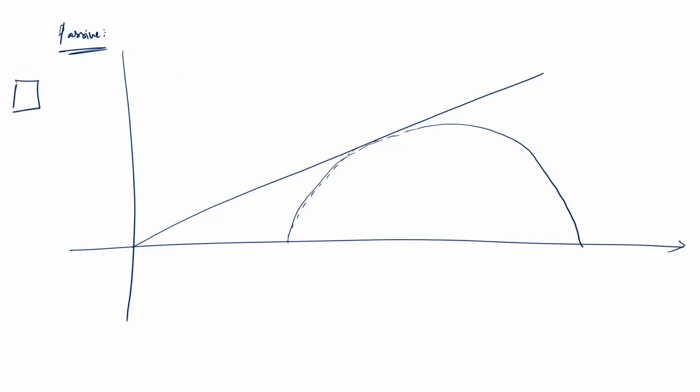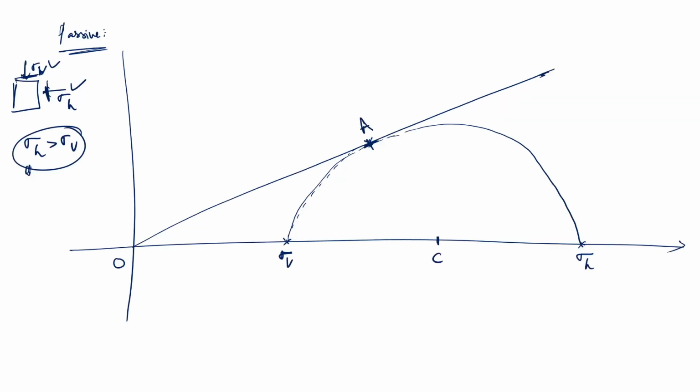So, in the passive state, this is sigma V, this is sigma H. As we discussed, sigma H is more than sigma V in the passive state, and for that sigma H will be here and sigma V will be here. Both are principal stresses because no shear stress is there, and this is the failure point because it is touching the Mohr Coulomb envelope. This is O, the center is C. Let us say this is A.